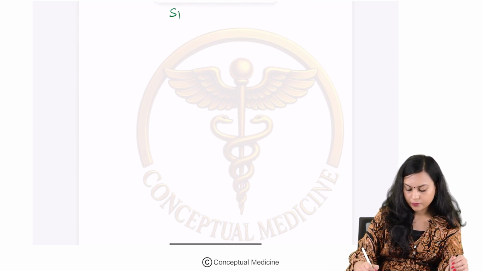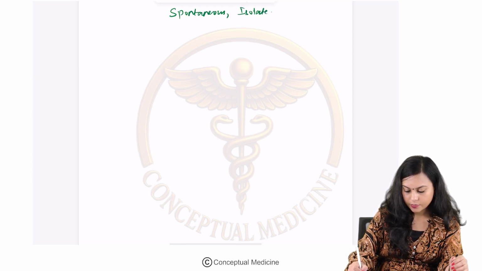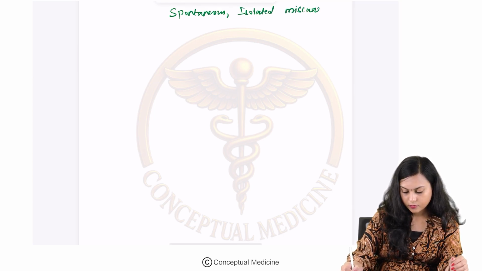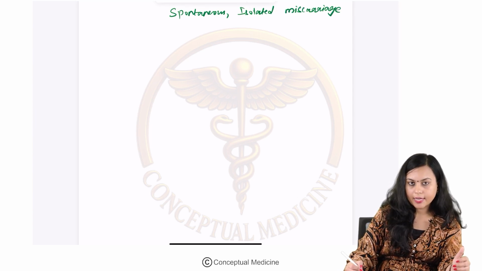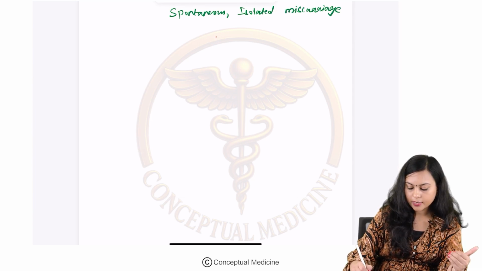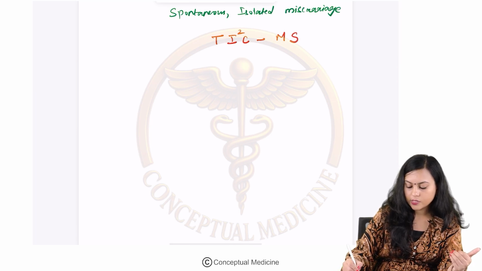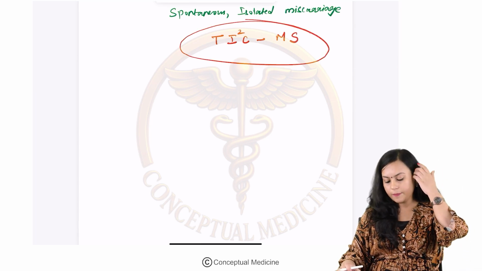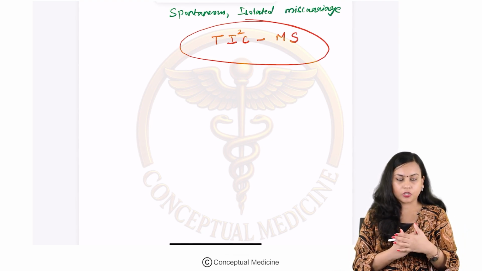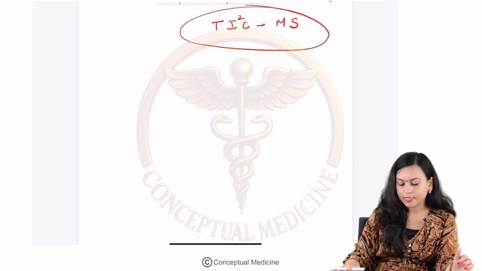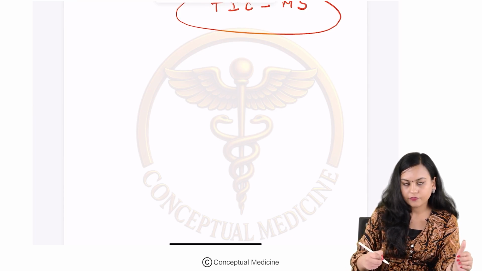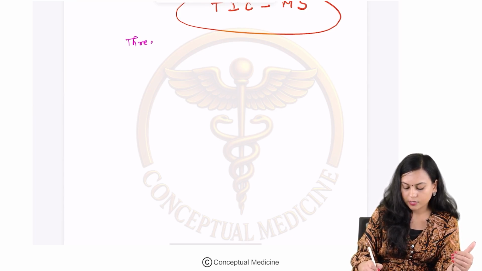Spontaneous and isolated miscarriages can be classified accordingly into main types, and you can remember it by the mnemonic TIC MS. Give a square to I. So, it is TIC MS. Remember it in the same order as I am teaching you, because that will help you to remember the findings also. That is why I gave a mnemonic, TIC MS.